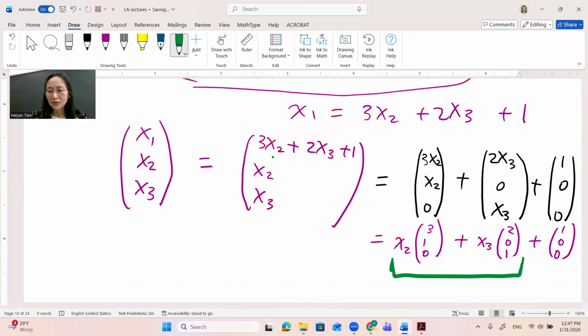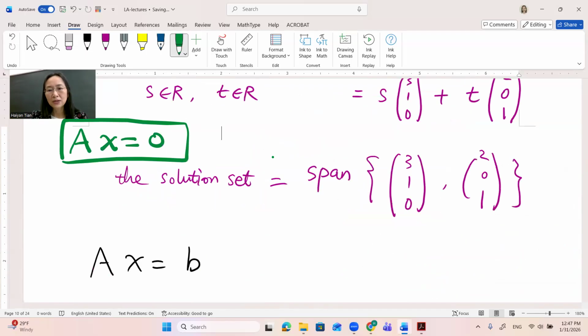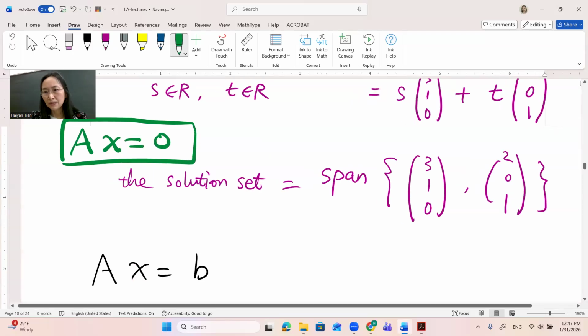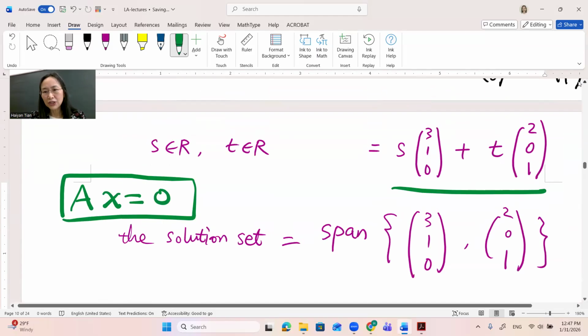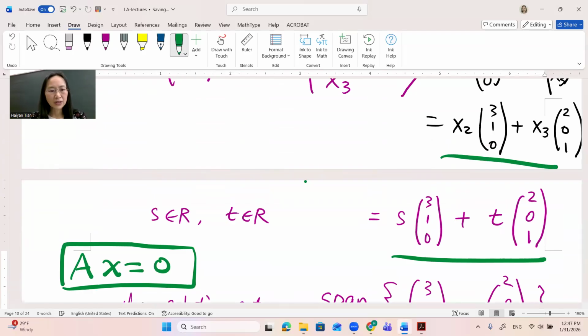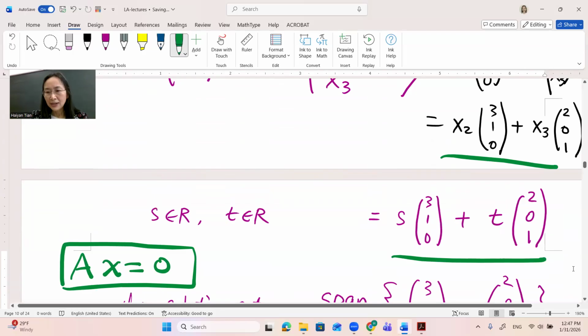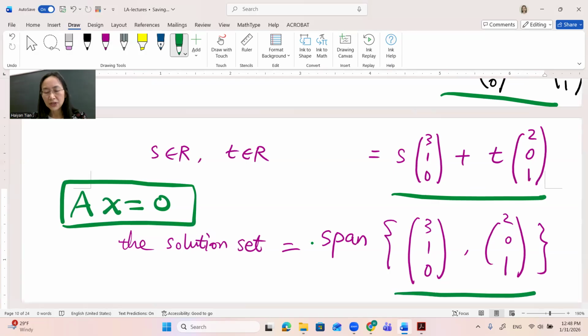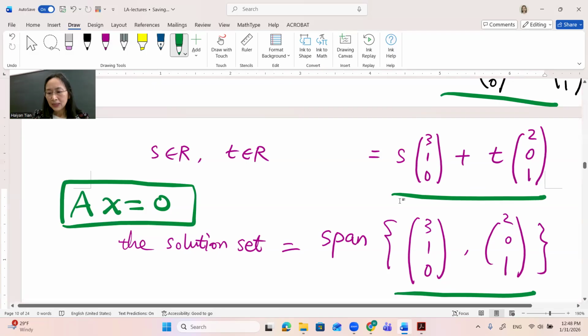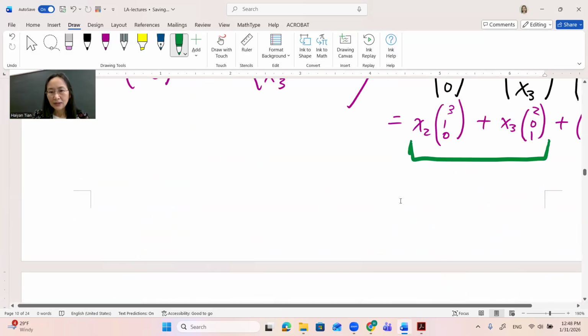If you go back to the corresponding homogeneous system, 3, 1, 0 and 2, 0, 1, that is the solution of the homogeneous problem. Do we realize this? It is the solution of the homogeneous system with the same coefficient matrix, and we already found the general solutions. They are spanned by the two vectors. So we recognize that form in the non-homogeneous system.